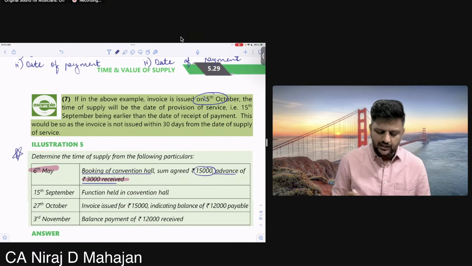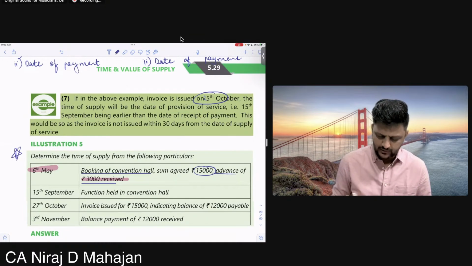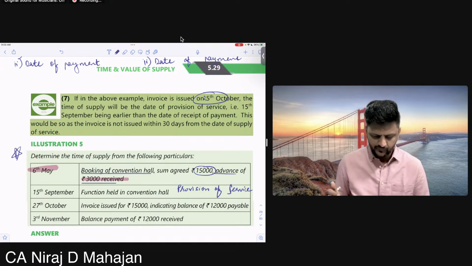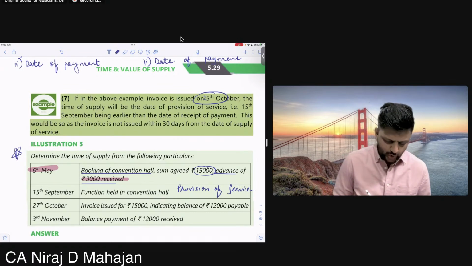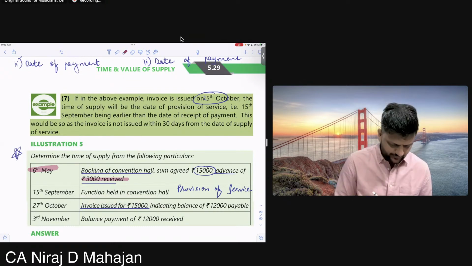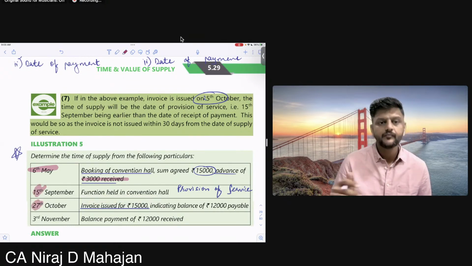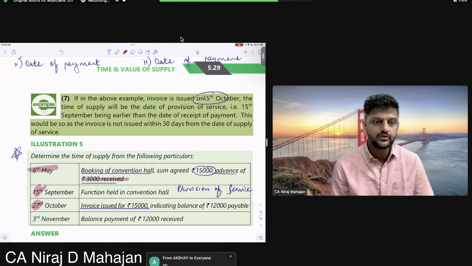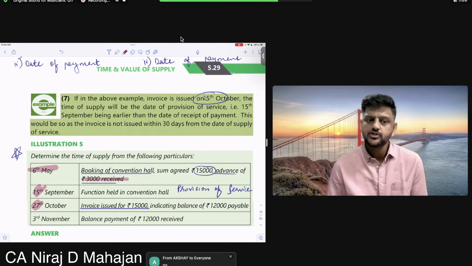15 September, function held in the convention hall. This is provision of service. What is the service? Giving the space on rent. 27th October, invoice issued of 15,000 indicating balance as 12,000 payable. No problem. First of all, pay attention: is the invoice issued within due date? No. Next month it is issued, that also after 30 days. Correct? So for that, what do we check?